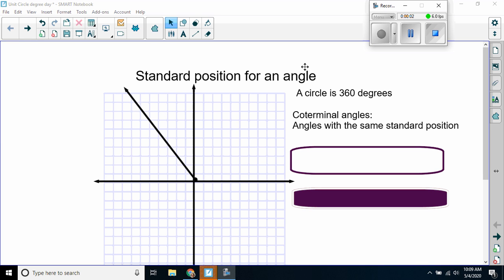I'm going to go over some basics of the unit circle and kind of what you need to know before you start to use it, really, and what it is. So the first thing we're going to do is talk about angles.